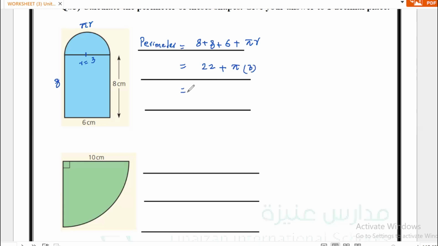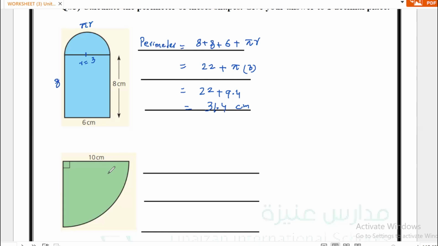So next we can check shift bar multiplied 3 gives us what? So this is 22 plus 9.4, and once you add in 22 it gives us 31.4, so one decimal place, and it is in centimeter. I hope so it is clear.